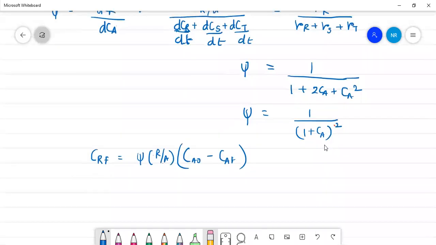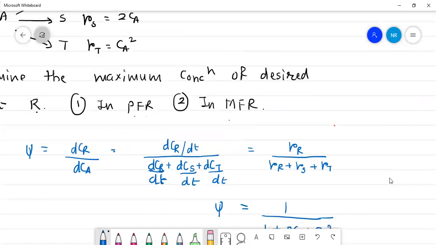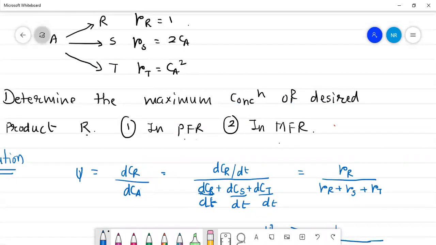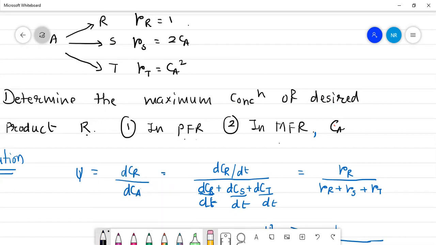So we put down different values of CA, and we get different values of psi. For example, and here just one thing I forgot to mention. We have to find the desired value of R whenever CA0 is equal to 2. That is what I forgot to mention here. CA0 is equal to 2. We have to put the initial concentration as 2.